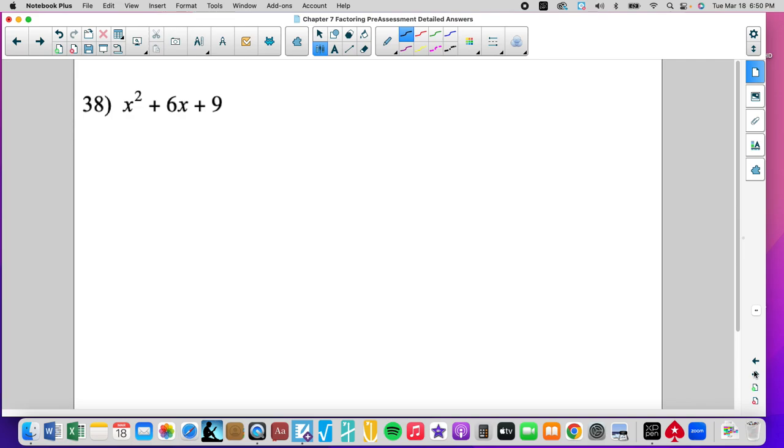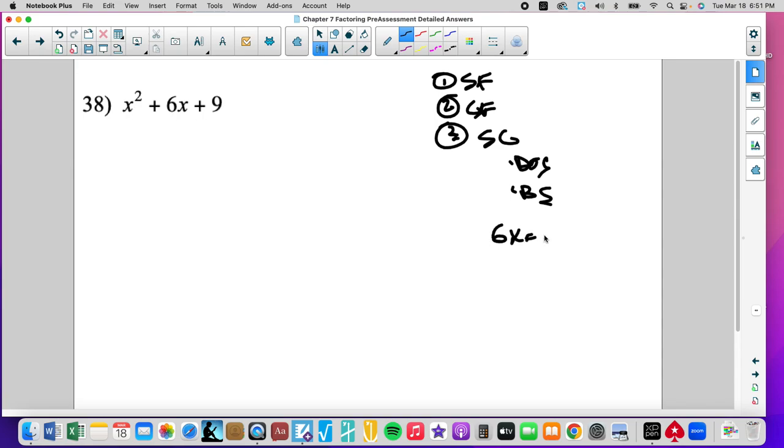Let's keep doing this. So standard form, common factor, special case, not the difference of squares. Is it binomial square? Does it have 3 terms? 1, 2, 3. Third term positive. First and third are perfect squares. And does 6x equal 2 times the square root of my first times the square root of my last? Yes. So I know that that's a binomial square. Take the square root, take the square root.